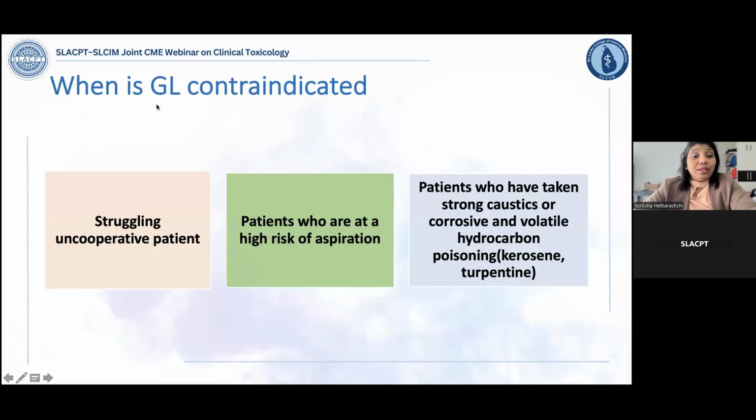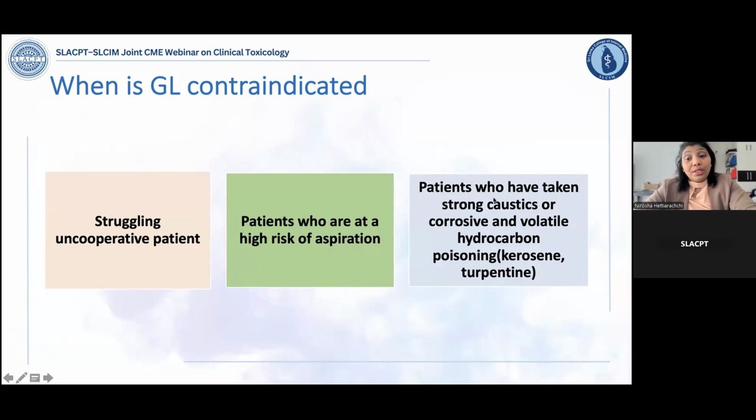So when is gastric lavage contraindicated? If the patient is really struggling and uncooperative, don't do it, because you might have the risk of aspiration. Again, if the patients are at high risk of aspiration with low GCS, you have to be careful. As I said before, you need to put an ET tube and cuff it and then do it.